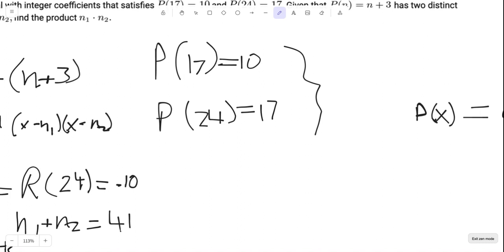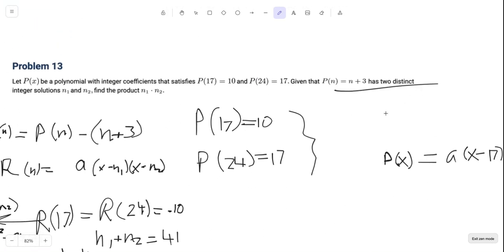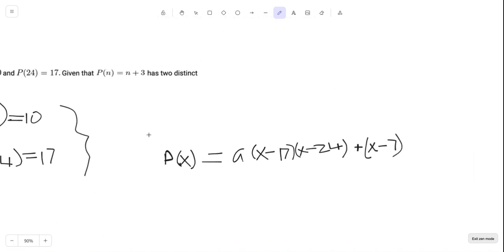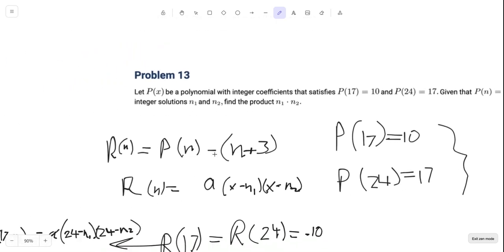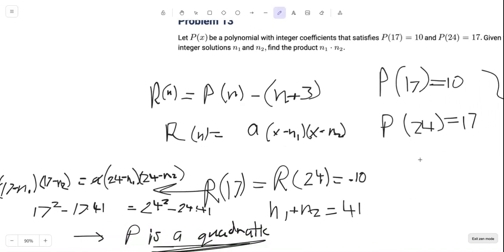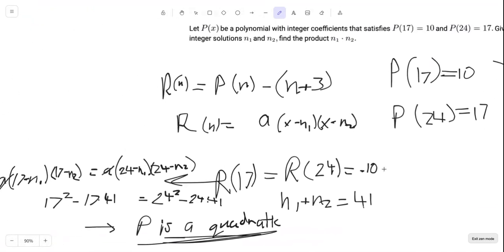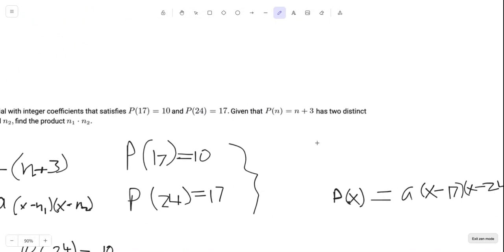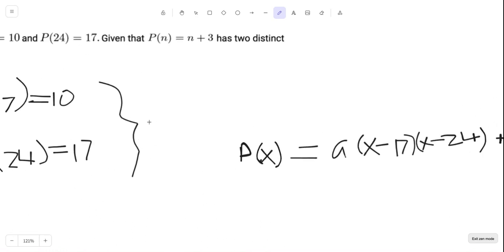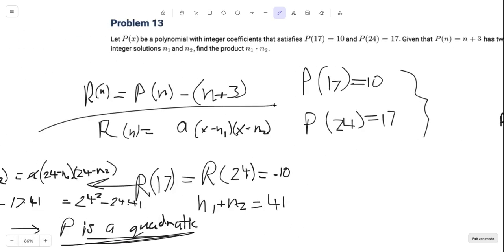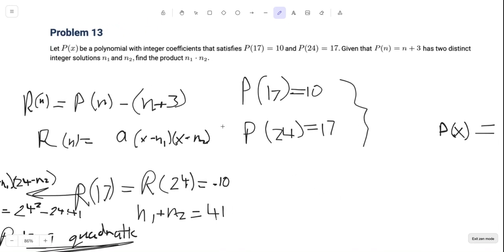Let's see. Okay, this has two integer solutions. Do we look at R of n? Alright, we have this information, and I'm trying to find a way to use it again. We have n1 plus n2 equals 41. So the roots of R are n1 and n2.